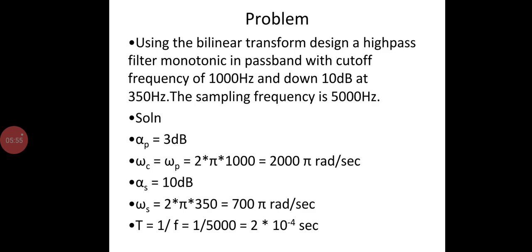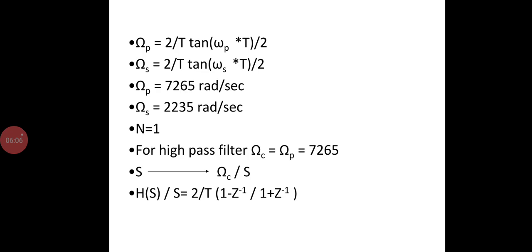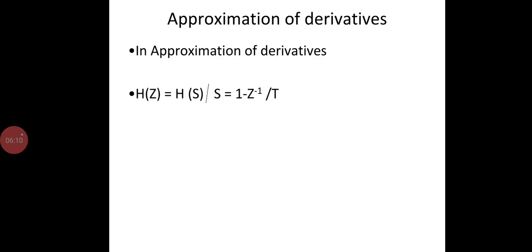And here is another problem. In this, they give the cutoff frequency and also alpha p and alpha s. By substituting the appropriate values, we find the value for capital T, and finally we replace S by 2 by T into 1 minus Z inverse divided by 1 plus Z inverse, and finally we find the value for H of Z.